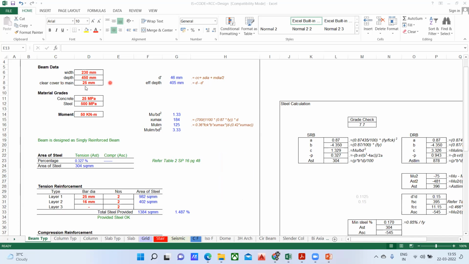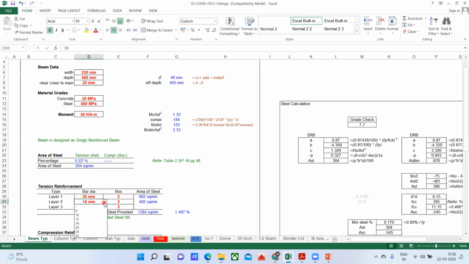Now you see here, right? The moment I put this 50 kilonewton load, it is showing the beam is designed as a singly reinforced section. That means for this particular load and for this particular width, my beam is designed as a singly reinforced beam. So in this case, what will happen? I need to provide only the bottom steel. Now, how much area of steel are you getting? 304 mm square. Okay. So for that, I'm going to decide how much steel is required.